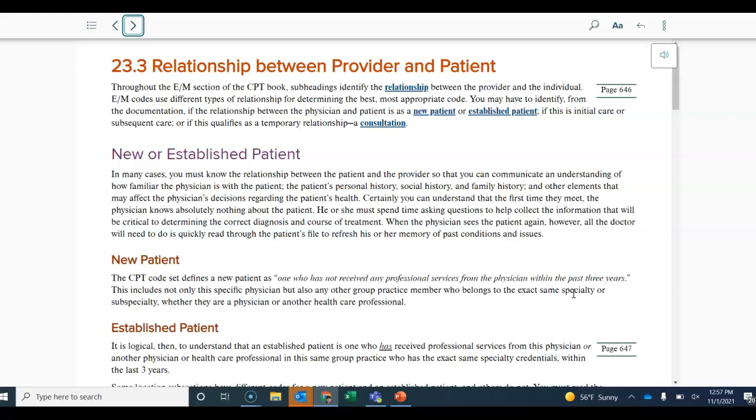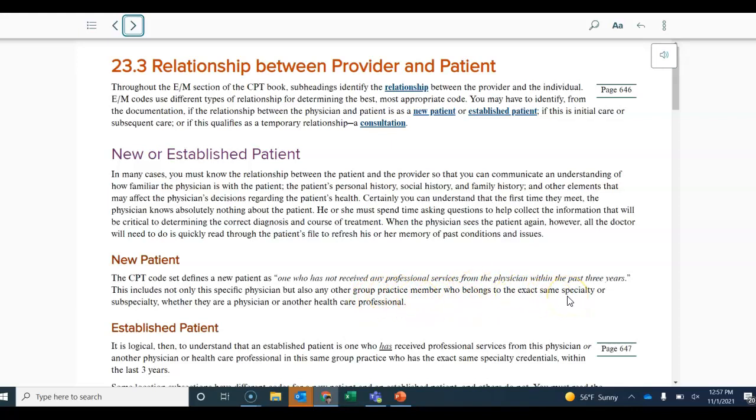Let's say I go to Graves Gilbert Clinic to see a urologist. I saw Dr. Jones 2 years ago about something. But Dr. Jones isn't in this week, so I see Dr. Brown, who is also a urologist at Graves Gilbert Clinic. Even though I've never seen Dr. Brown before, the fact that I saw Dr. Jones 2 years ago means I'm an established patient to Dr. Brown. Even though it's not the same doctor, it's within the same practice and the same specialty.